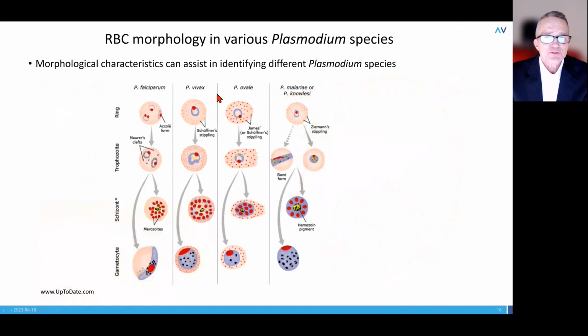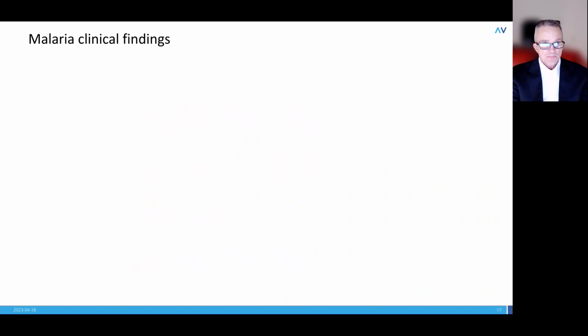Now, if we look at the different species, the morphological characteristics of these different forms, ring form trophozoite, the schizont, and the gametocyte, they can be different. They can be similar, but they can also be different between species. And that can be quite helpful in identifying the species of Plasmodium present on the blood smear. So some are similar, but with experience, people that have become experts in this can use that to differentiate between these species. We don't have time to go through all of this today, but I wanted to mention that to you.